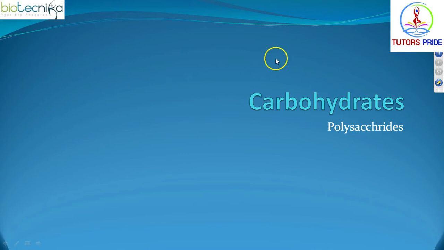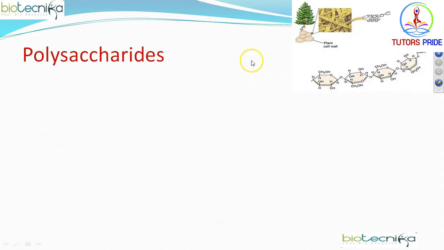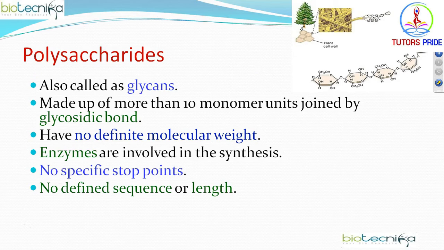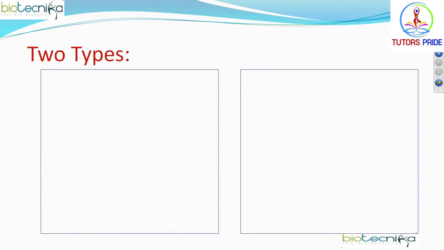What are polysaccharides? Polysaccharides upon hydrolysis give n number of monosaccharides. We can say they are made up of more than 10 monomer units, more than 10 monosaccharide units on hydrolysis. These polysaccharides are otherwise known as glycans. They have no definite molecular weight, and enzymes are involved in their synthesis, with no specific stop points, no defined sequence or length. So these are the characteristics of polysaccharides.